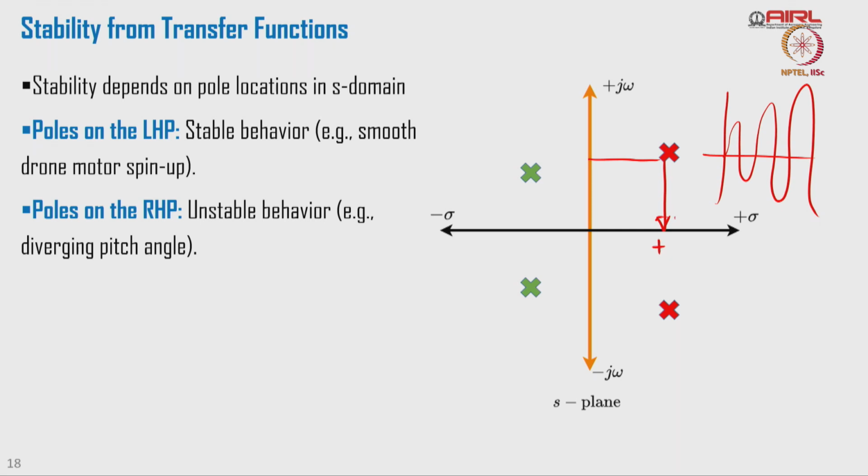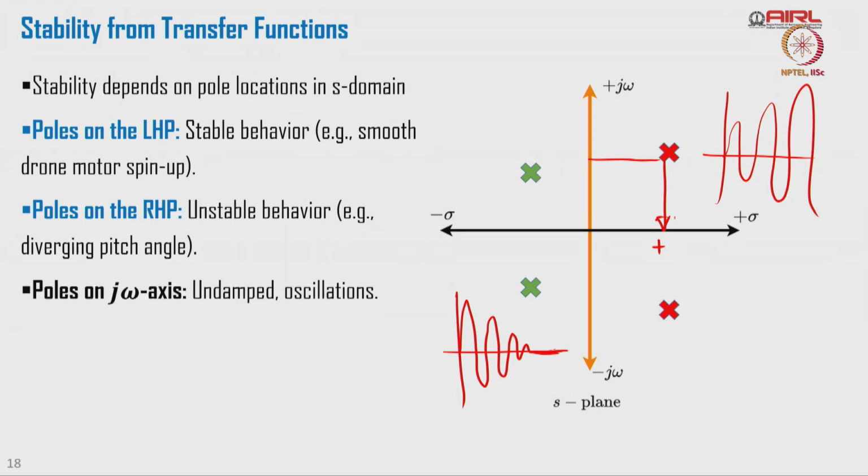Whereas, for left half plane poles, the system response will be a decaying oscillation and finally it will settle down. So, it is going towards equilibrium and that is what is desirable. The poles on the right half plane give unstable behavior, colored in red to show the danger. Poles on the left half plane give stable behavior.